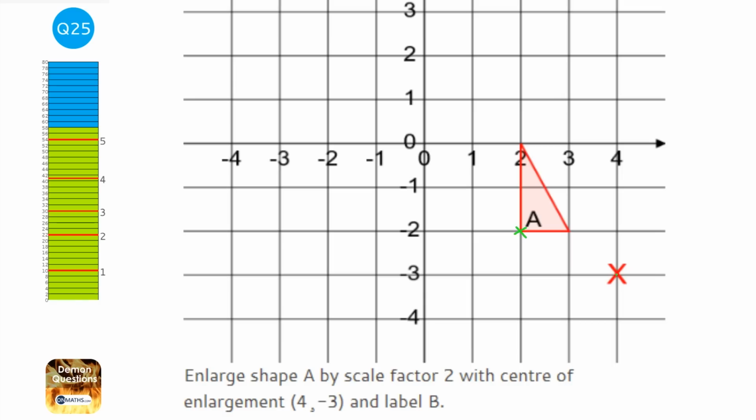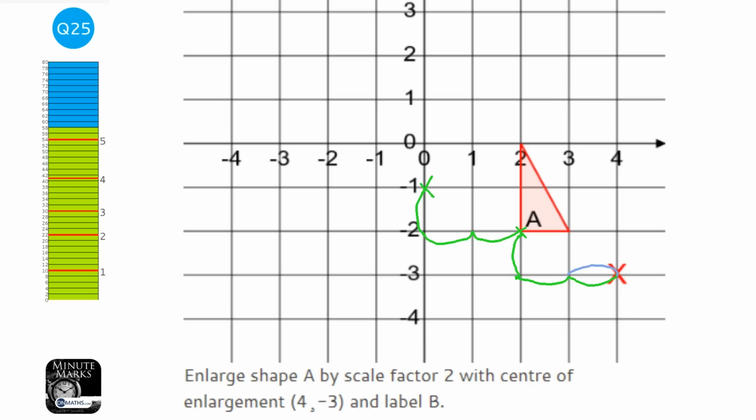Okay, so I'm going to jump 1, 2 to the left and 1 up. And if it's scale factor 2, I've just got to do that one more time. So 1, 2, and then 1 up. So it's going to be there. I'm going to do that with the other 2 points.